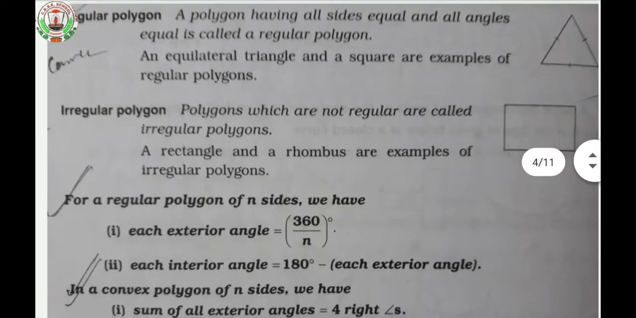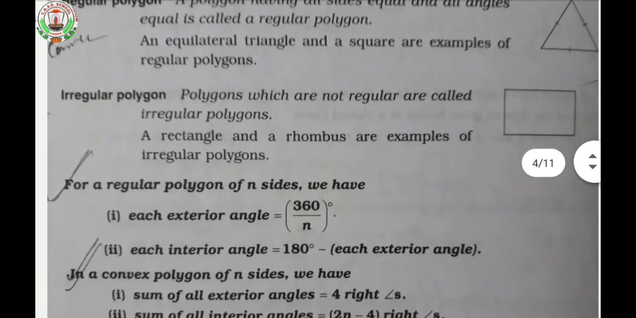Now, irregular polygon. A polygon which is not regular is called an irregular polygon. That means it does not have equal sides. For example, rhombus, rectangle. Okay, so this kind of polygons are said to be irregular polygons, which do not have equal sides.